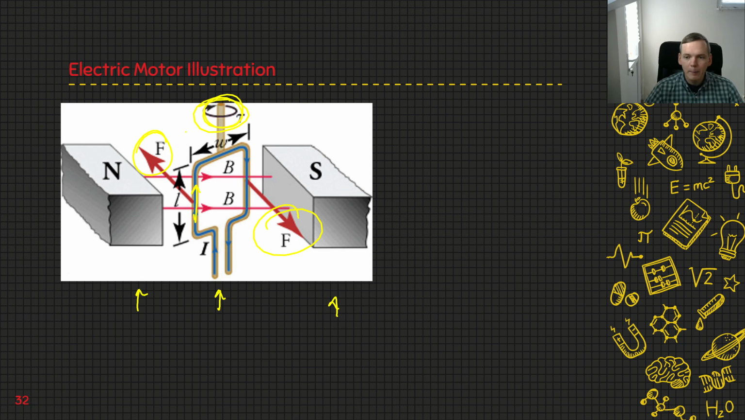So that's all that's happening: if you have a loop in a magnetic field, then the fact that the current's going up on one side and down on the other means that they'll feel opposite perpendicular forces, and that will make them spin.